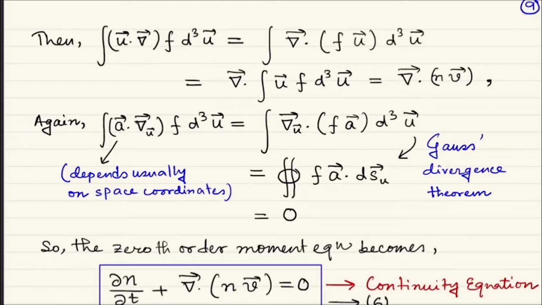Again, the last term: integration over velocity space of the gradient, acting over f, times d cube u. Now you see, here I have an assumption a priori: a can or cannot be a function of velocity, but in most cases it usually depends on space coordinates. For example, if it is a gravitational force, then in most cases the conservative force fields depend on position.